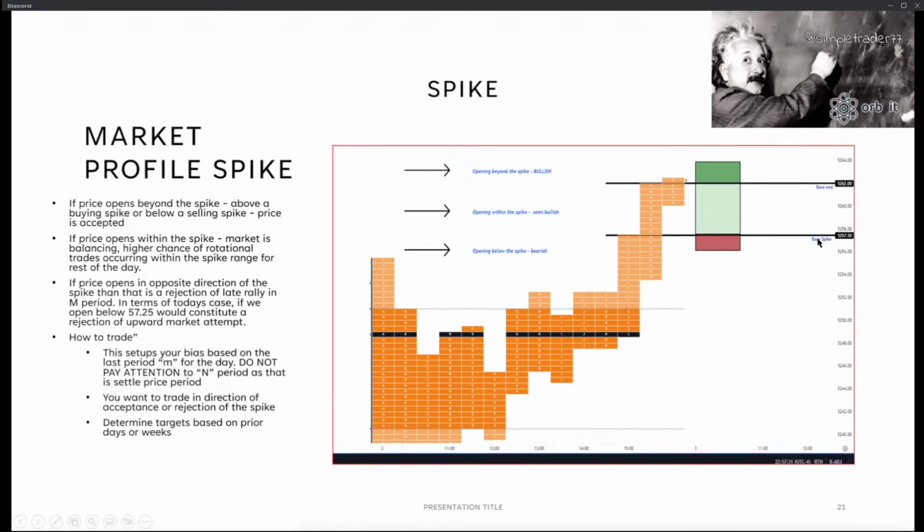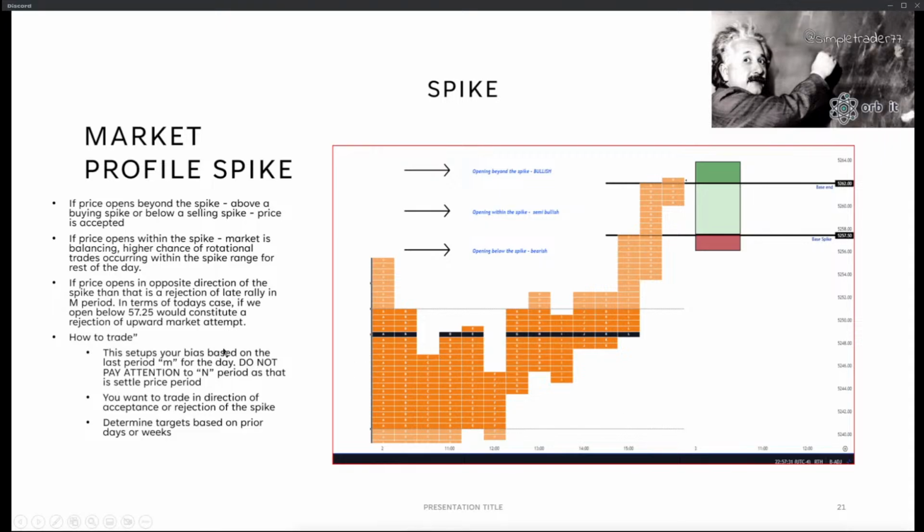This is the base in the bullish. The end of the M is the end. Opening within a spike, meaning base end and base spike, that's semi-bullish. Opening above on the bullish spike is good. And opening below the spike is bearish because you're rejecting that spike. And ultimately you can target the value area high, the POC, but ideally you're going to go to the value area low of that prior day.